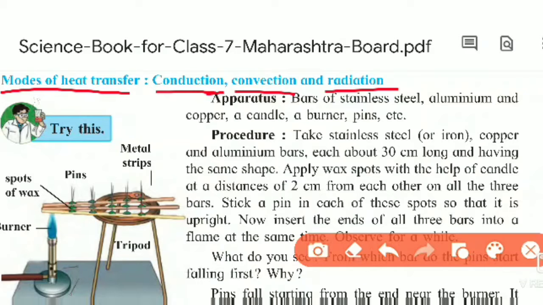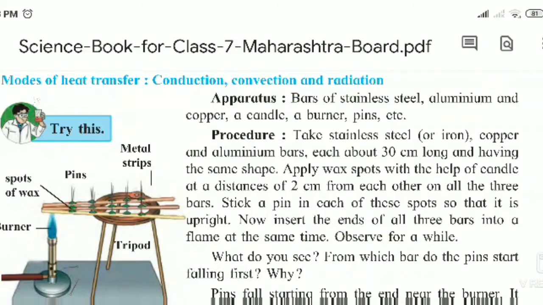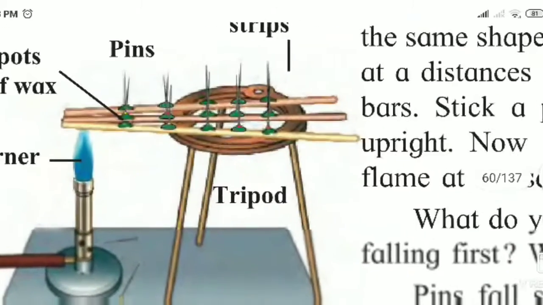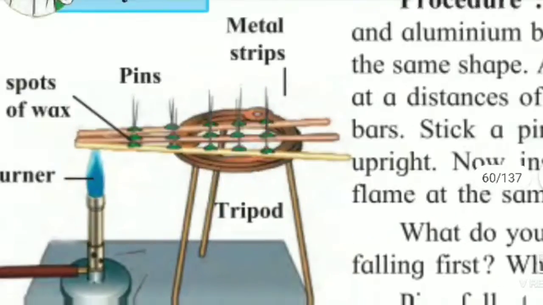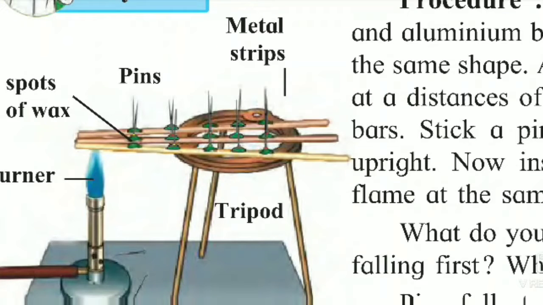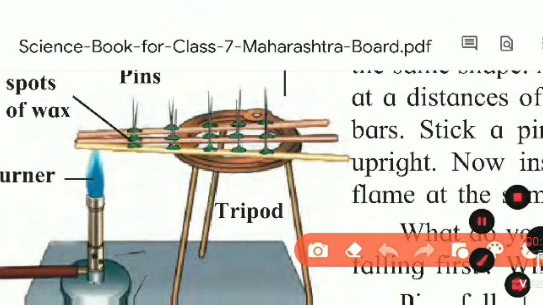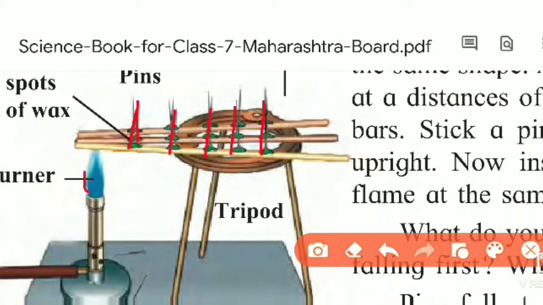So we will understand it one by one. First, if you see here in the picture, you will notice that some rods are taken. They are different colors, which means they are made of different materials. Here there are some pins stuck to these rods using wax. And heat is provided to one end of the rod.